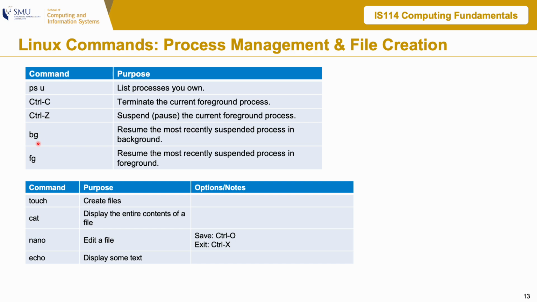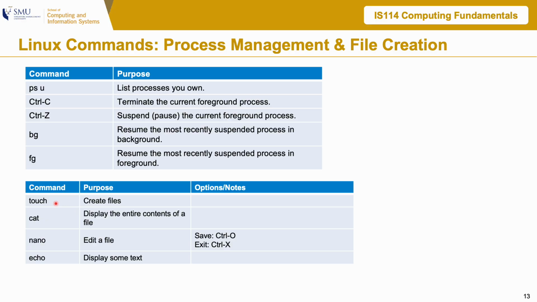bg is used to resume the most recently suspended process in the background, so it runs without interruption. And fg is used to bring the most recently suspended process to the foreground, so you can interact with it. Meaning that you can see the output and you can give some new input to the process.